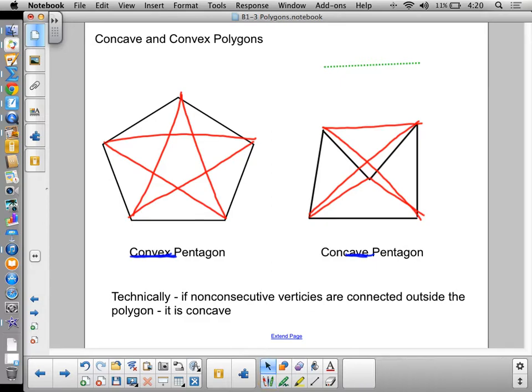But most of us can tell just by looking. We don't have to draw diagonals to see if the polygon is convex or concave. We can tell this one looks caved in. That makes it concave. The technical definition says if non-consecutive vertices are connected outside the polygon, it is concave. That's the technical definition. You can look that up more if you like.